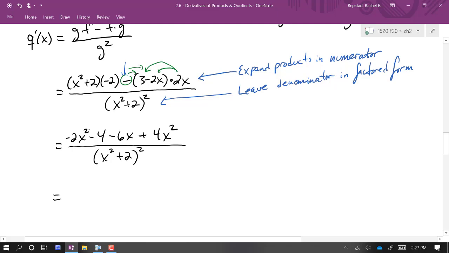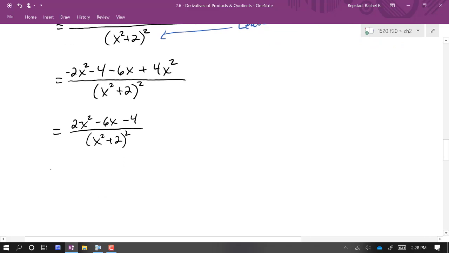We can combine some like terms. Up top, that simplifies to a positive 2x squared minus 6x minus 4 over the square of x squared plus 2. And you could leave it like this, or, up top we can take out a 2. I'm just going to yank out a factor of 2 from the numerator. x squared minus 3x minus 2. And there is our q prime of x.